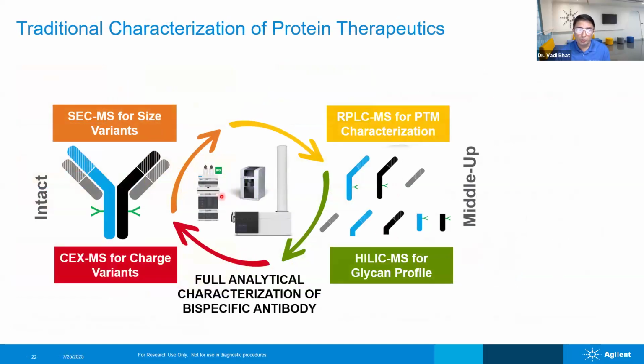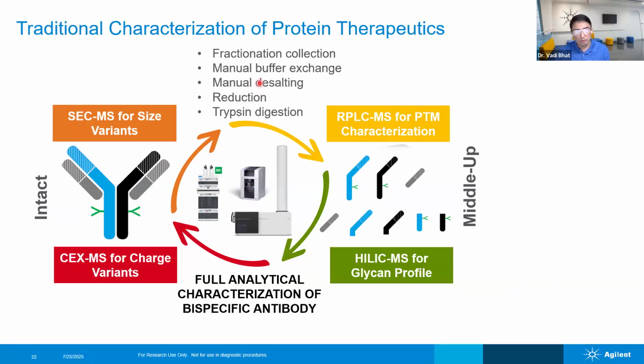Now, if you see a charge variant, where you're using mass spec unfriendly buffers, same thing with size distribution, or even hydrophobic interaction, generally one ends up collecting fractions. That is time consuming, and different setups are required for that. Manually, buffer exchange has to be done, desalting. Then if you want to do reduction, and if you want to do further crystallization, something like that, you want to do further calculation, right? A lot of manual work is involved.